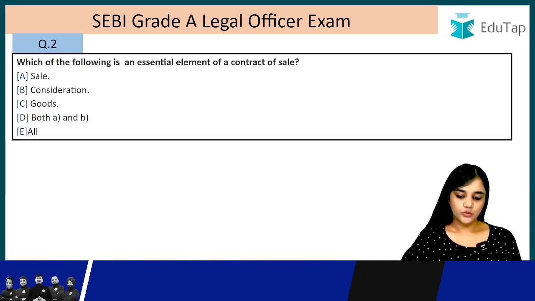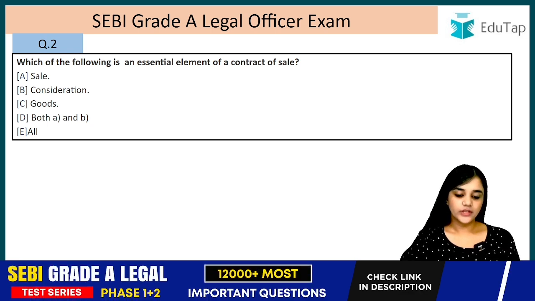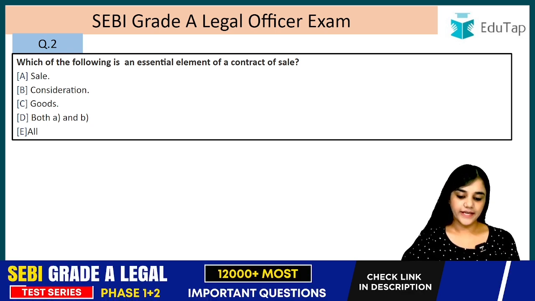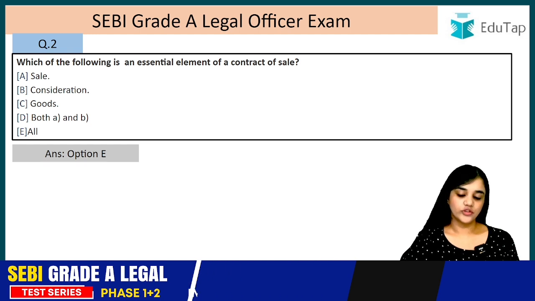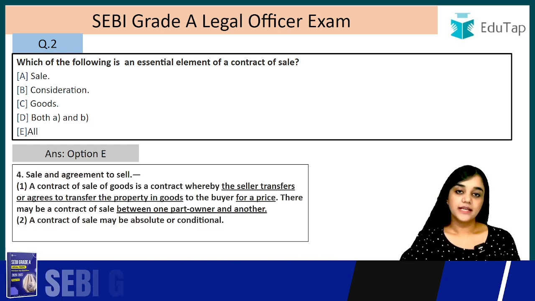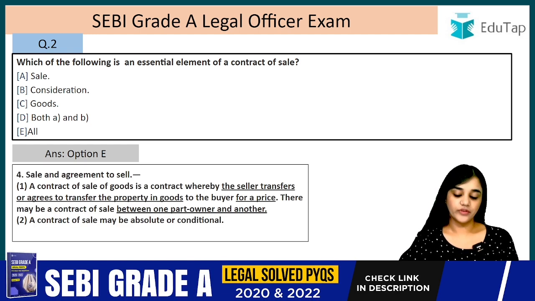Moving on, question number 2. Which of the following is an essential element of a contract of sale? Sale, consideration, goods, both A and B, or all? So the answer is all. All these form an essential part of the contract of sale. Let's read section number 4. Section number 4 is very important.